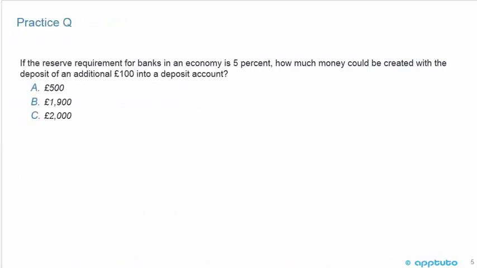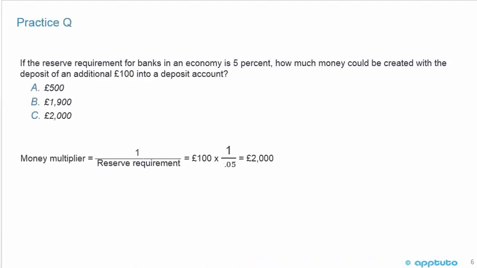So just a quick little practice question to check our understanding. If the reserve requirement for banks in an economy is 5%, how much money could be created with the deposit of an additional £100 into a deposit account? A, £500, B, £1,900, or C, £2,000?